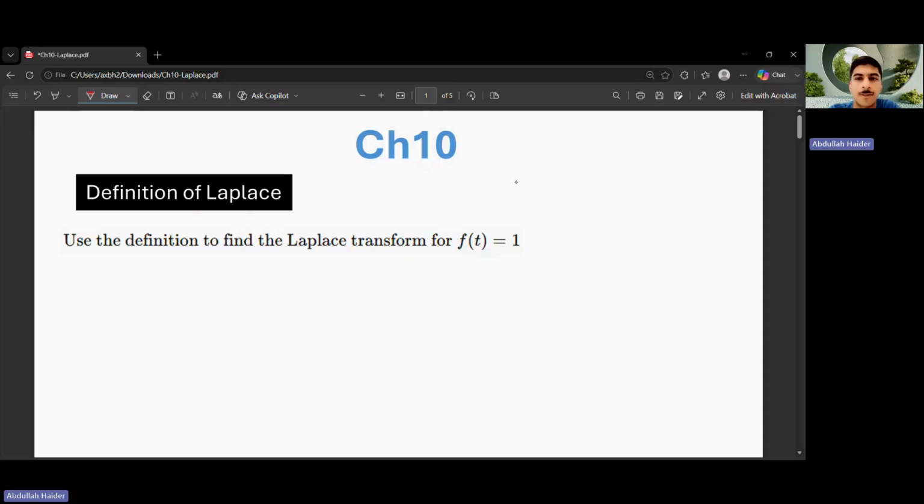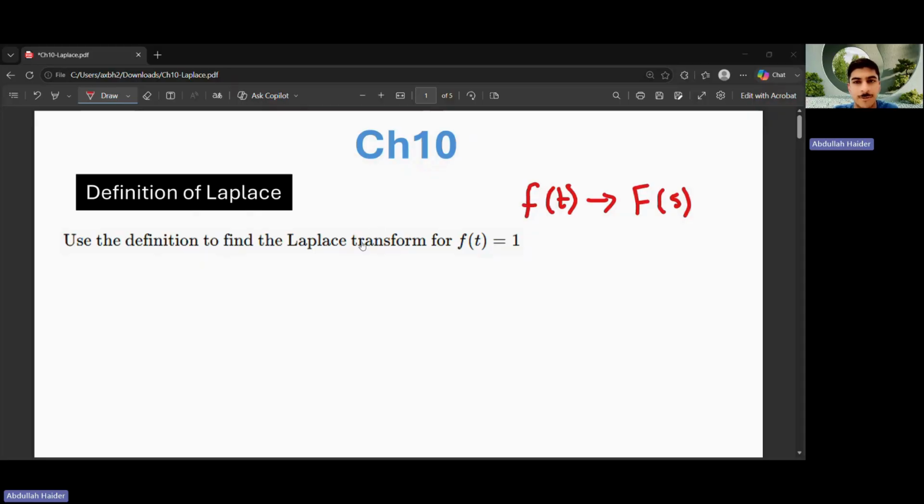Okay, so when we say that we want to find the Laplace of a function, basically we're turning a function f of t, we're transforming it into another function F of s. So basically this is your original function and this is the Laplace of that function, and we will be using the definition of the Laplace to solve this first question.